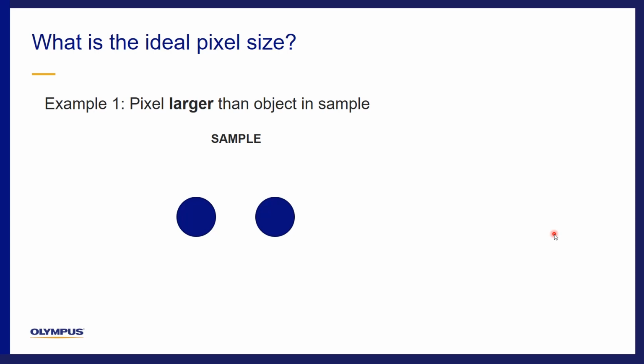So then, we've discussed why zoom could be important, but the next question is, what is the ideal pixel size? So I'm going to do a little demo, a basic example with some very simple shapes here, to show the consequences of choosing too big or too small of a pixel.